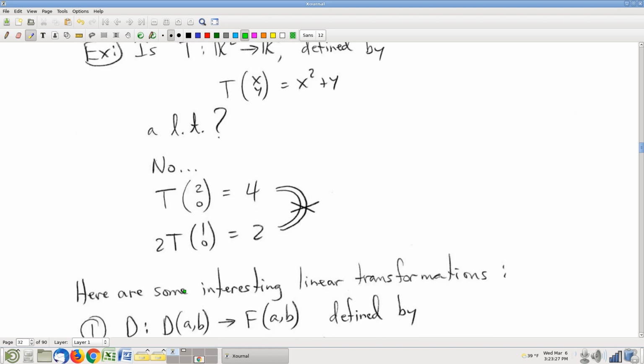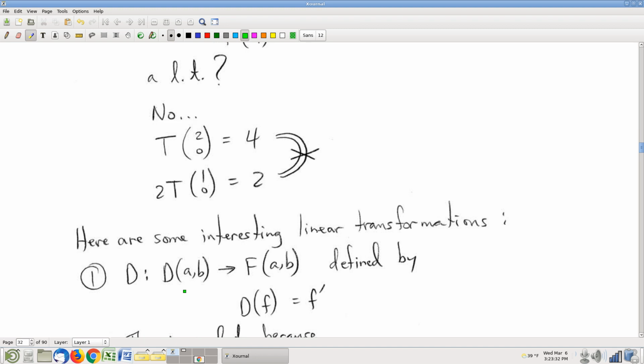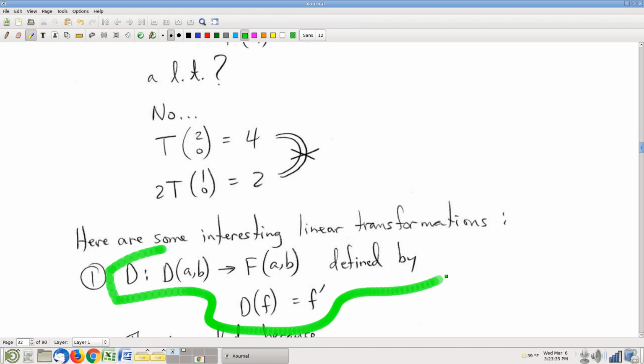Okay. Now I'm going to show you some more examples of linear transformations. This next one looks a little bit weird. For one thing, it's a linear transformation defined on vector spaces of functions. And there's something right off the bat unsatisfying about this. This domain here, D(a, b), is an infinite dimensional vector space. You can't visualize what that looks like. It's very upsetting in some sense. Likewise, the target is an infinite dimensional vector space.